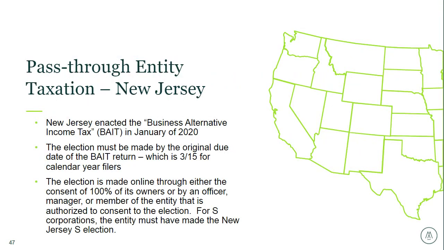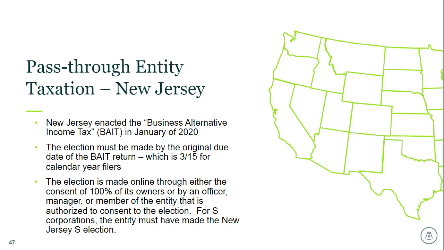So moving on to New Jersey. New Jersey has had what's called the Business Alternative Income Tax since January 2020. I saw a question on this earlier. Business alternative income tax is just the name of the tax. It's just New Jersey's unique name that they've ascribed to this regime.